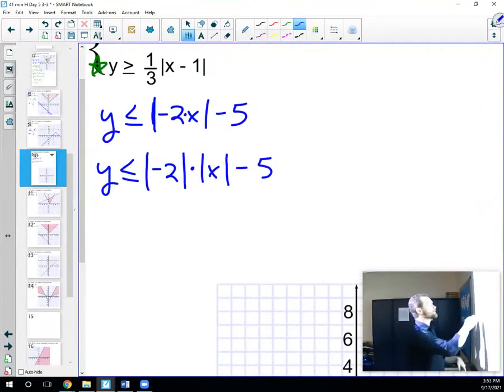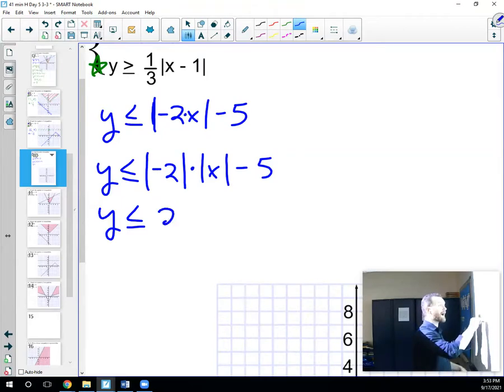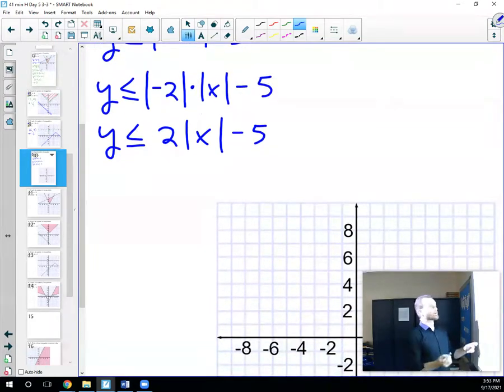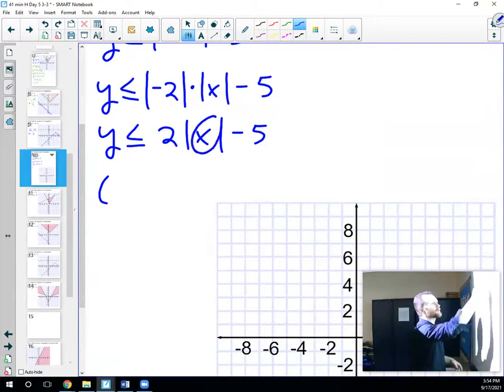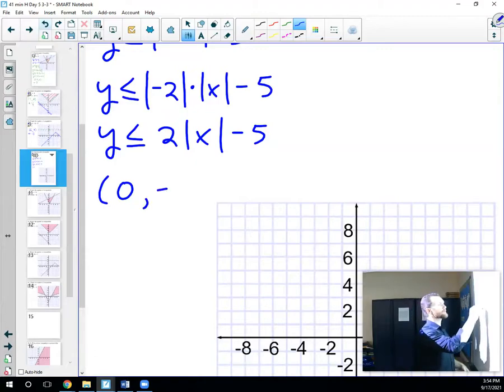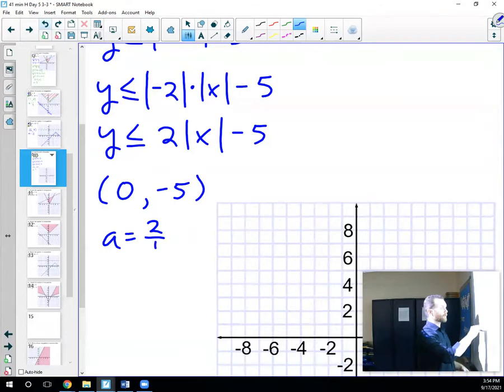Where were we? Okay, so I can rewrite this now as y is less than or equal to the absolute value of -2 is +2, so 2 times the absolute value of x minus 5. Now we just have to find our vertex. Here we see a vertex. There's nothing being added or subtracted with the x, so that just means the h value is 0, and the k value is -5. We leave that sign the same. And a is 2/1, our sort of slope.